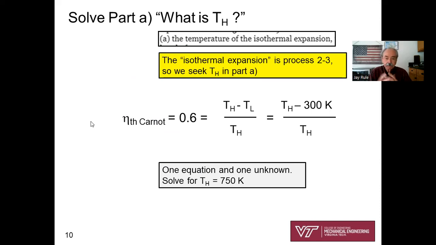Okay, part A, did I convince you that the temperature of the isothermal expansion is basically saying, what is TH? We've learned the temperature of the isothermal expansion is TH. Okay, and so this part's easy, right? The Carnot thermal efficiency is 60%. You remember from the top of your head that for the Carnot cycle, the thermal efficiency can be described by TH minus TL over TH. We looked at our sketch to observe that TL was 300 K. You've got one equation and one unknown. Solve for TH, 750 K. Okay, great. You've done part A.